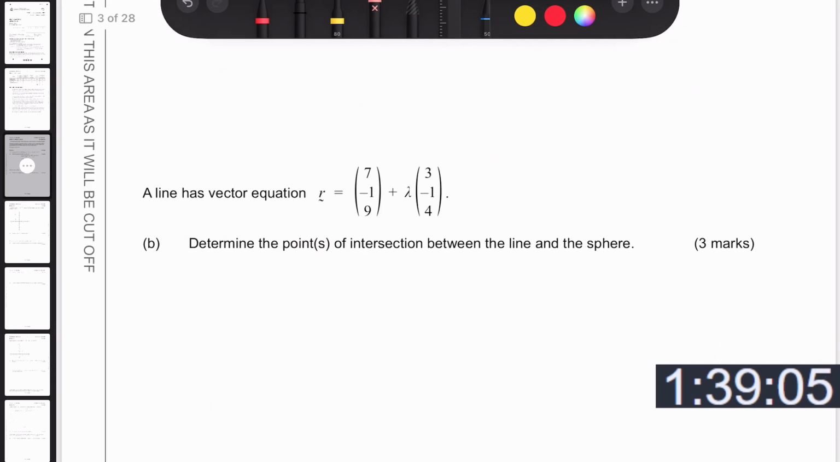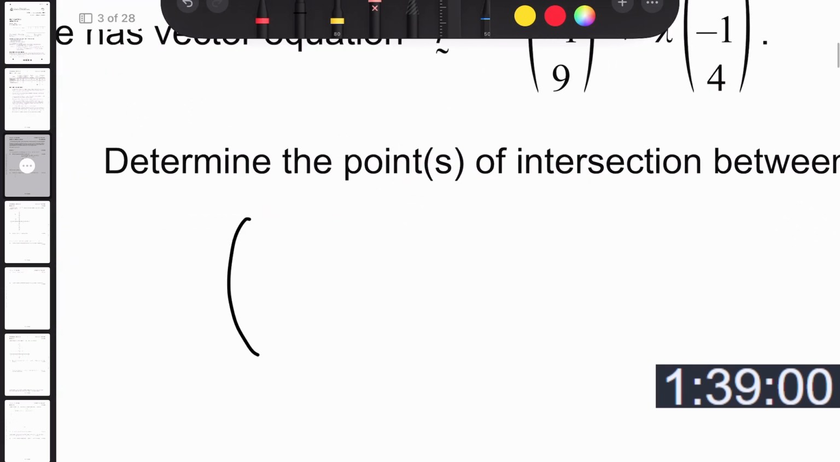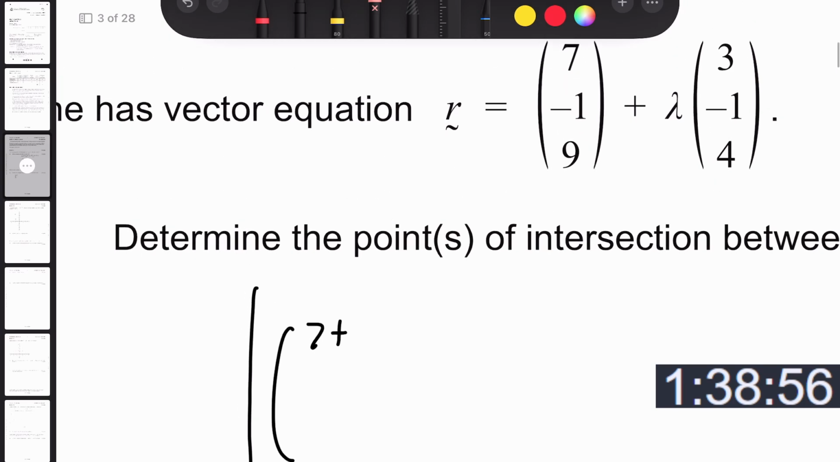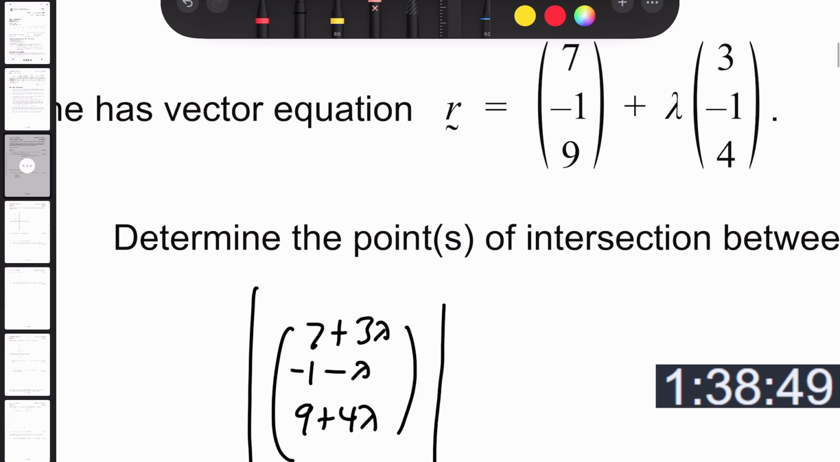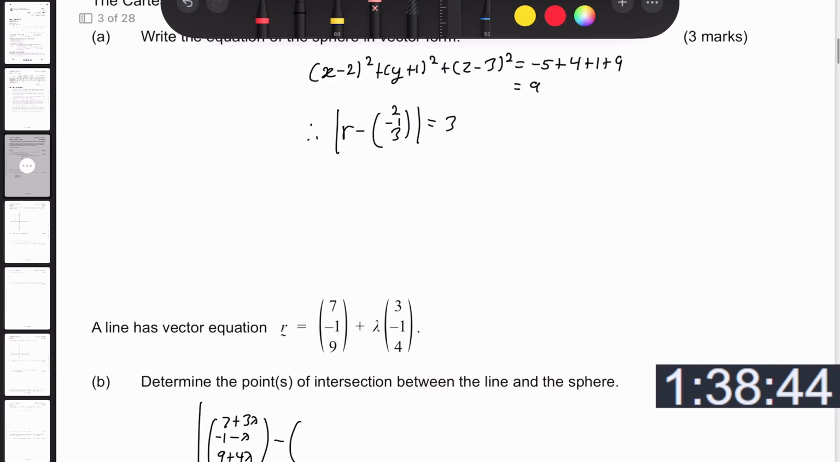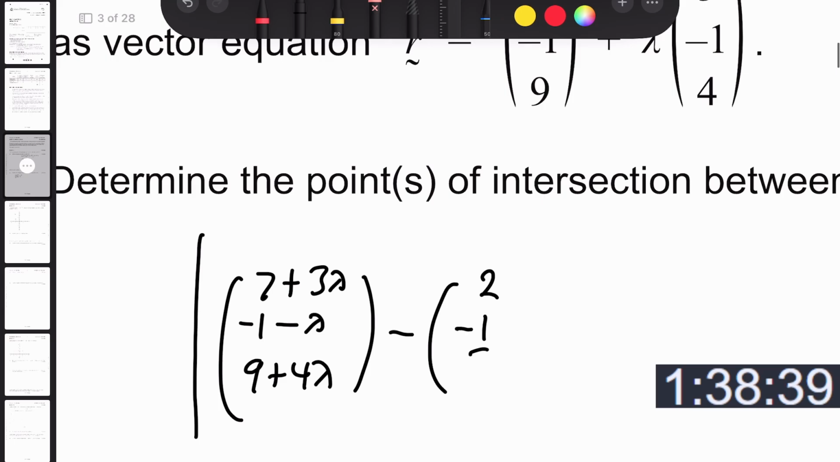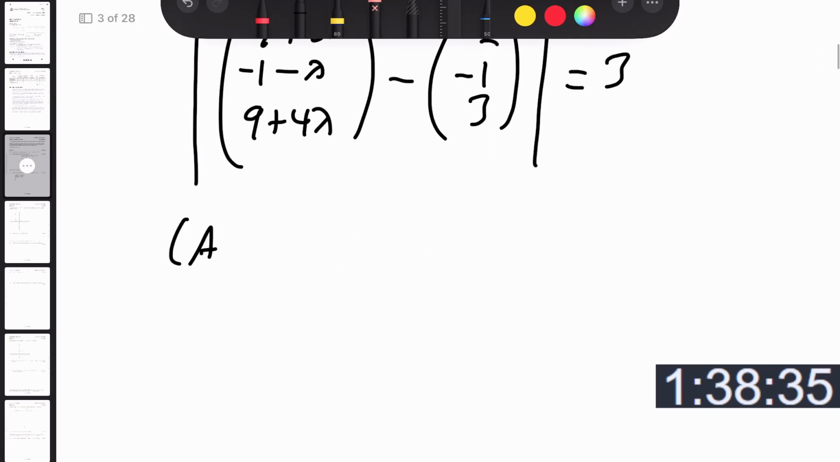A line has a vector equation of that. Determine the point of intersection between the line and the sphere. So let's just sub in this equation. So 7 plus 3 lambda, negative 1 minus lambda, and 9 plus 4 lambda. It's going to be, oh wait, hold on, minus 2, negative 1, 3. It's going to be equal to 3. And I'll say CAS lambda is equal to.